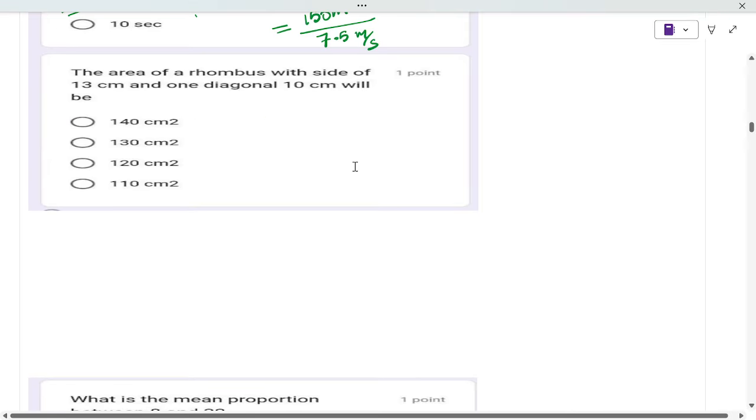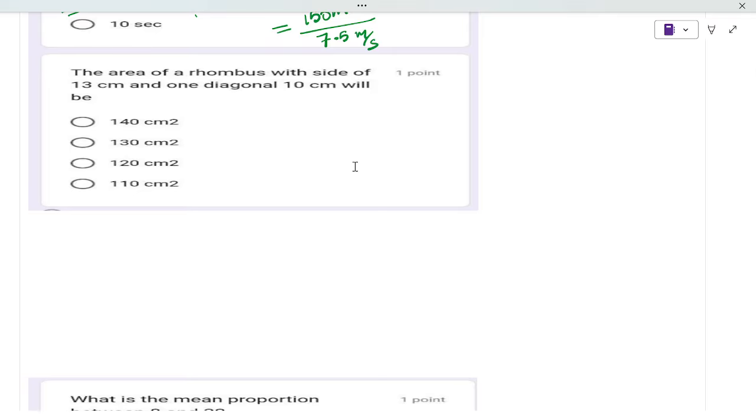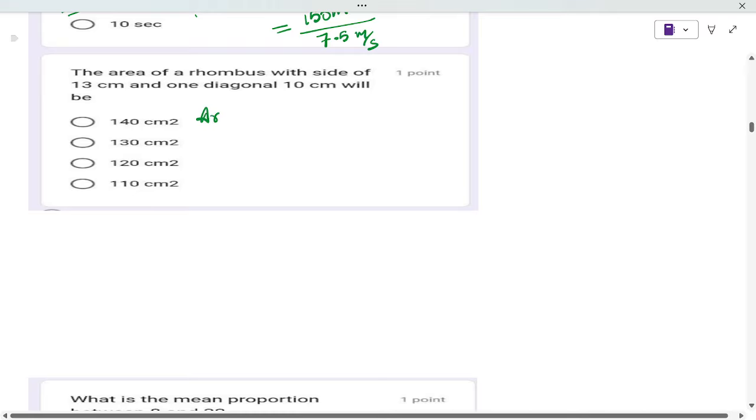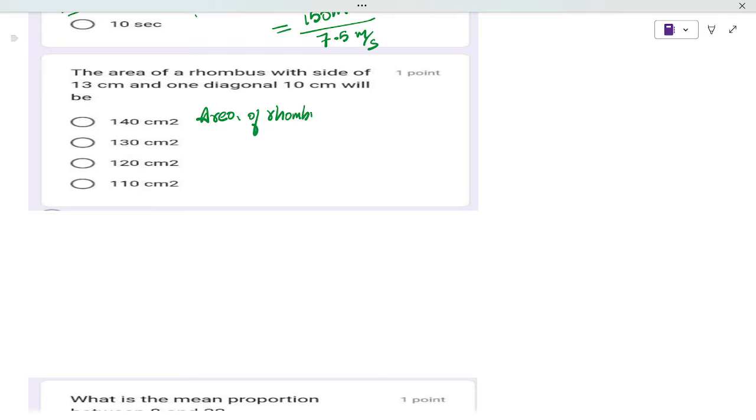Area of a rhombus, which has a side of 13 centimeter and one diagonal of 10 centimeter, will be? Area of a rhombus. We know the formula for the area of a rhombus. This is from mensuration, right? Mensuration: half into diagonal 1 into diagonal 2. Diagonal 1 is, let's say, 10 centimeter. We have to find diagonal 2.